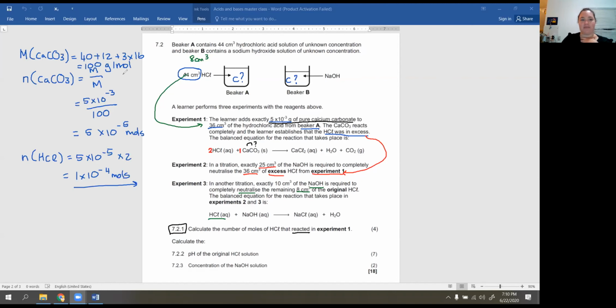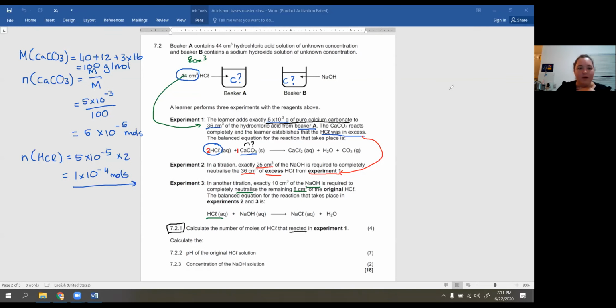So the molar mass of calcium carbonate is 100 grams per mole. 5 times 10 to the negative 3 divided by 100 gave me 5 times 10 to the negative 5. That is the number of moles of calcium carbonate, but I needed the number of moles of HCl, which is twice as much. So that gave me 1 times 10 to the negative 4. Quick show of thumbs who got that one correct. Okay, maybe you're just taking a little while there. Okay, good. There are all the thumbs.